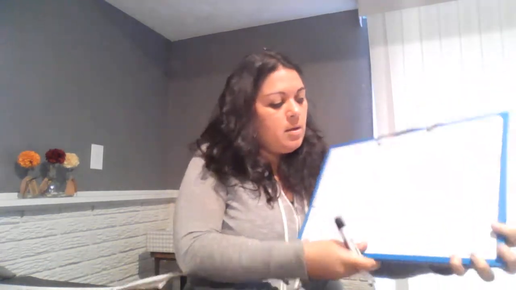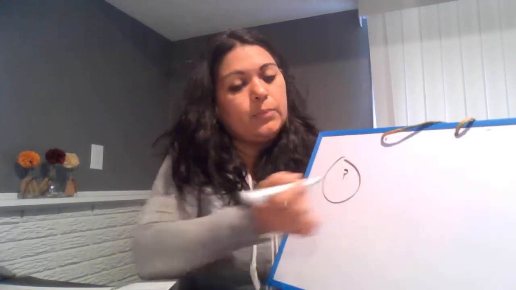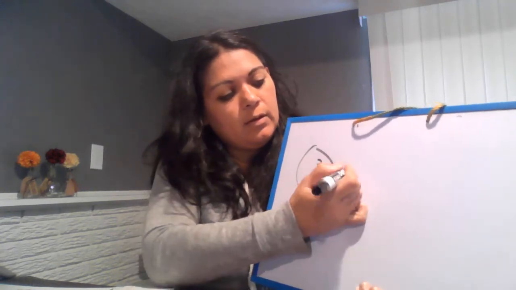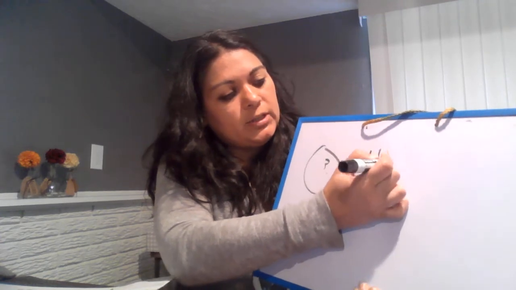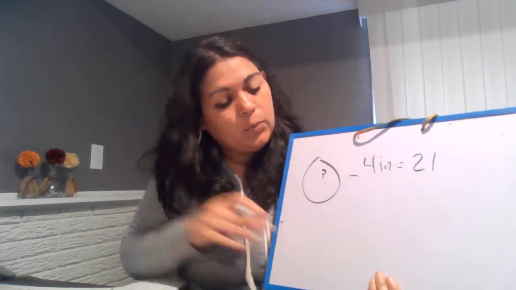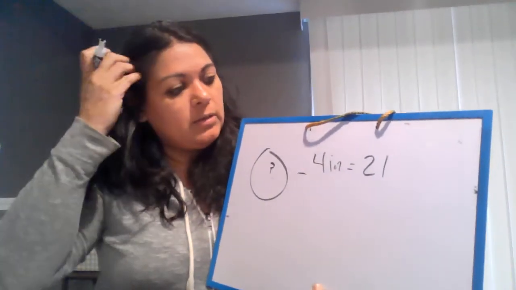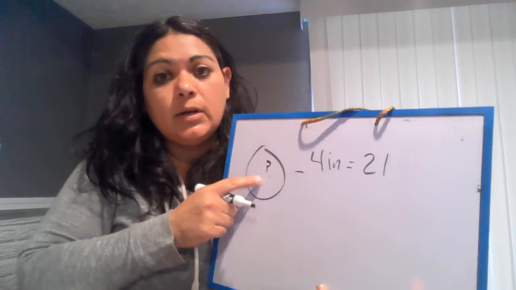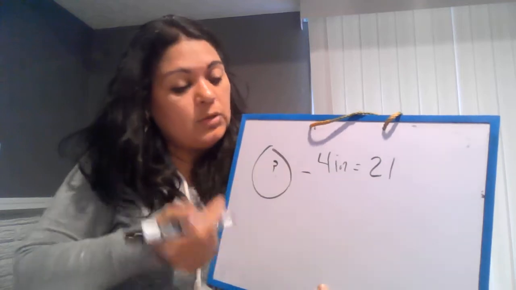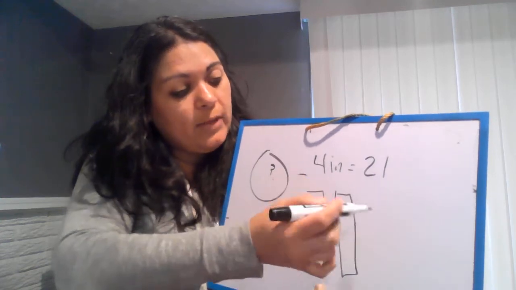We know her first group is the group that we don't know. We know that she cut off 4 inches, and now she has 21. So let's look at this a different way. We'll represent it just like we showed it in our equation. Okay, so we know this number is going to have to be larger than 21 since we are subtracting. So let's go ahead and show the first group that we do know.